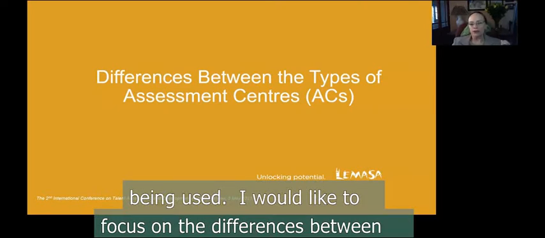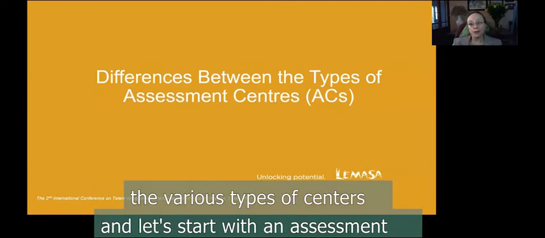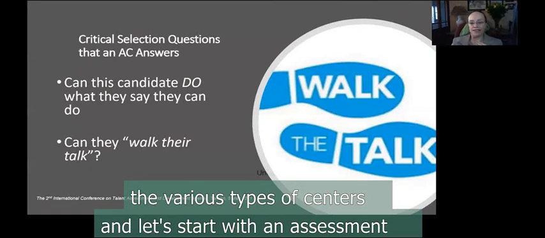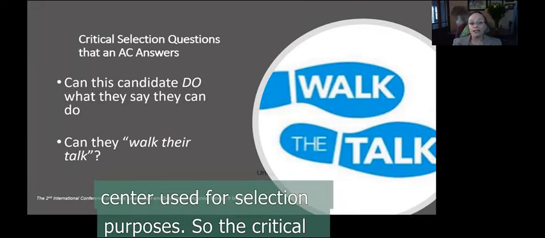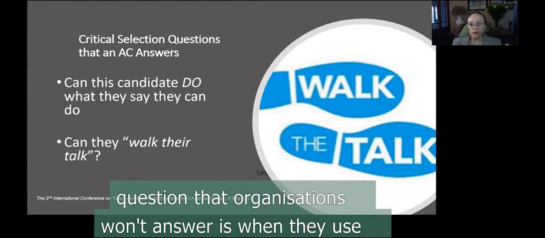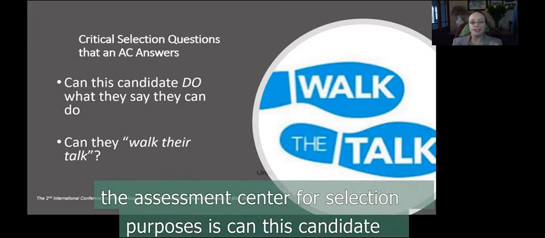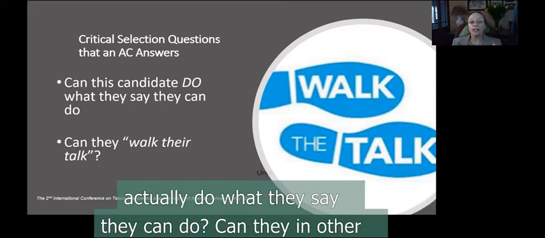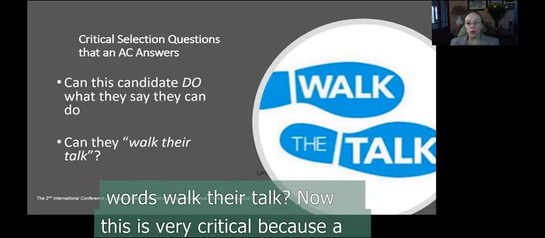So I would like to focus on the differences between the various types of centers. And let's start with an assessment center used for selection purposes. So the critical question that organizations want answered when they use assessment center for selection purposes is, can this candidate actually do what they say they can do? Can they, in other words, walk their talk?